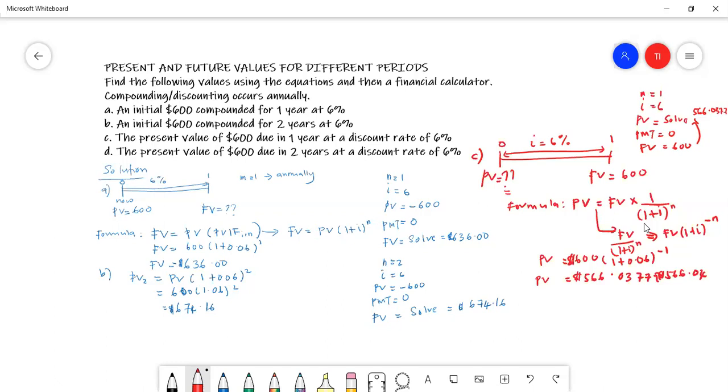Now we look at question D. You will receive 600 after 2 years. The I is 6% annually. The holding period is 2 years. So you want to know how much 600 in 2 years is worth today. So 0 here reflects today or now.